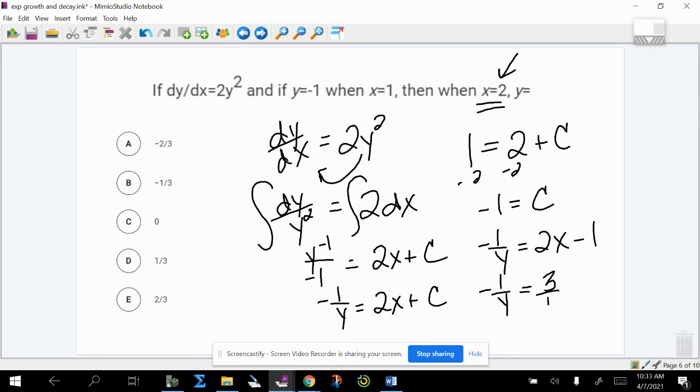So now let's solve for y. We're going to cross multiply. So 3y equals negative 1. So y equals negative 1/3, which is b. These problems are very algebraic. The calculus really is at the very beginning whenever you're integrating. After that, it becomes entirely an algebra problem where you have to use your algebra skills to be able to solve for x or y and plug in different values.